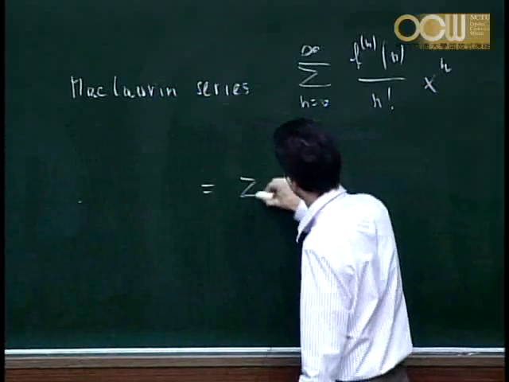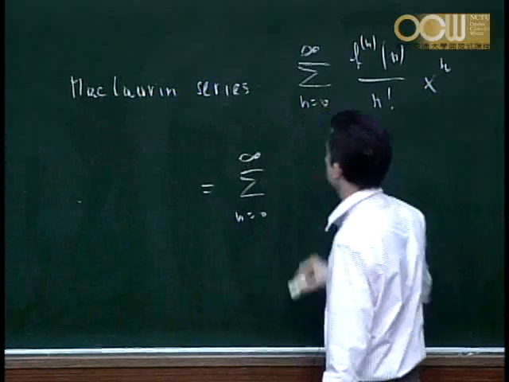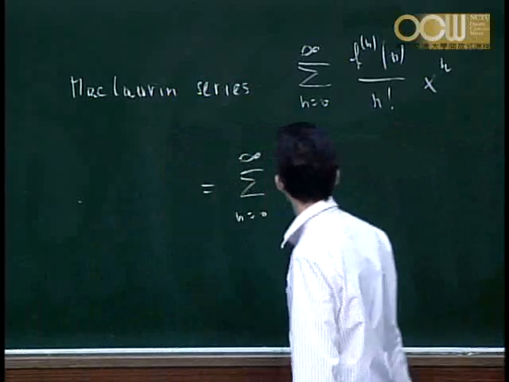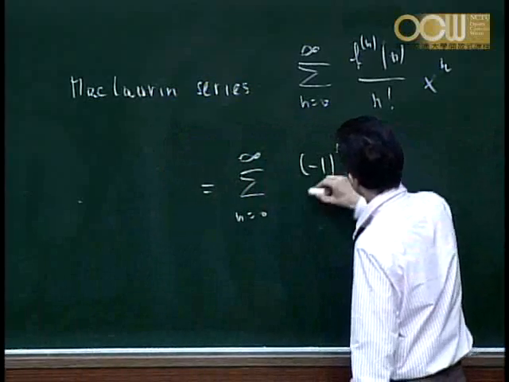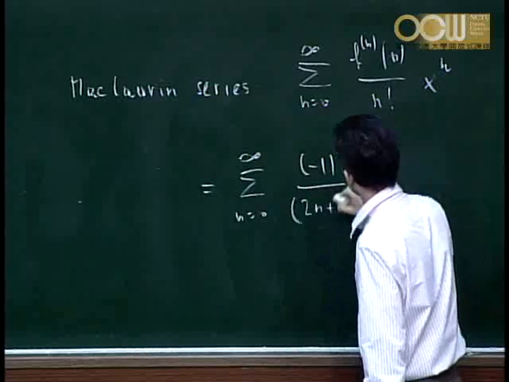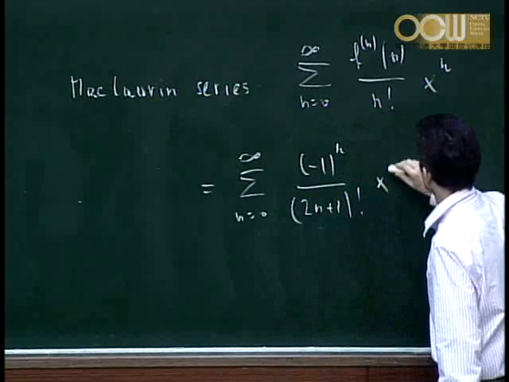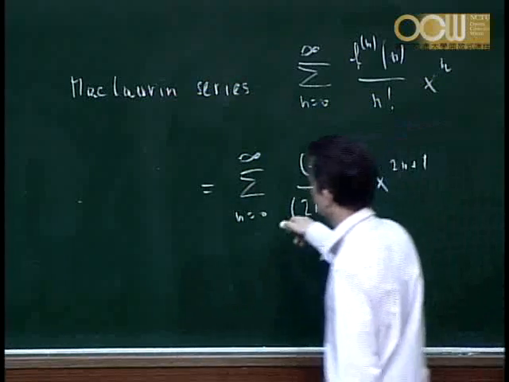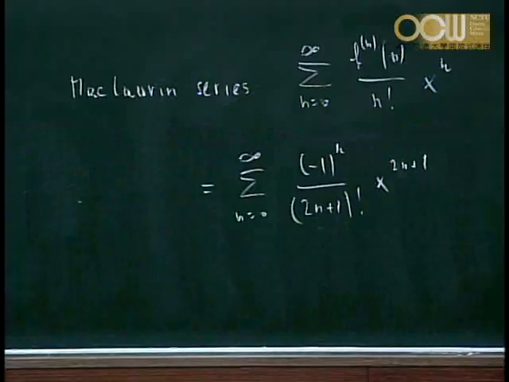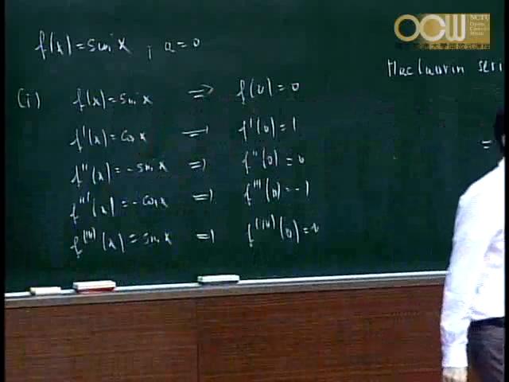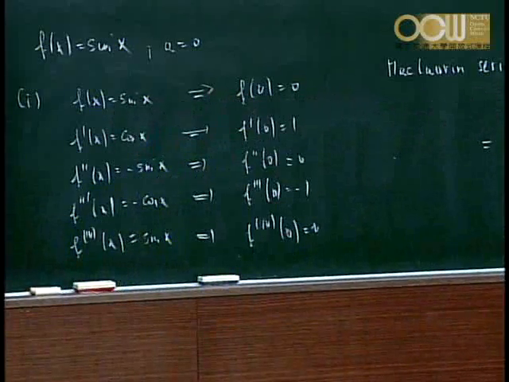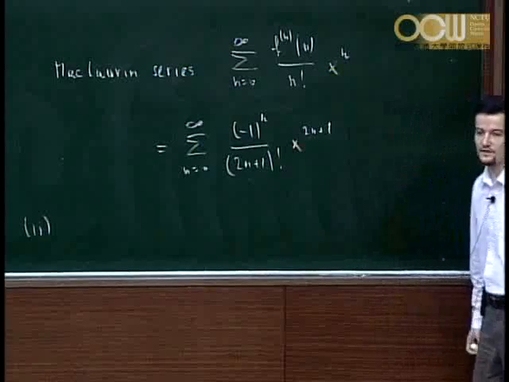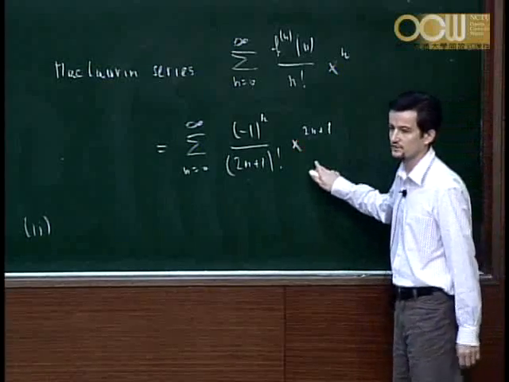So what we do is, we write the same series, but now we replace here n by 2n plus 1. And in this case we have here minus 1 to the n over 2n plus 1 factorial x to the 2n plus 1. So this will be the Maclaurin series for the function sine of x. So this is the first step. Determine the Maclaurin series. The second step is, find the interval of convergence of the Maclaurin series.